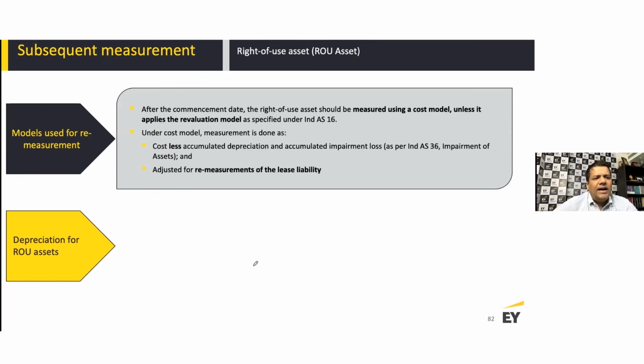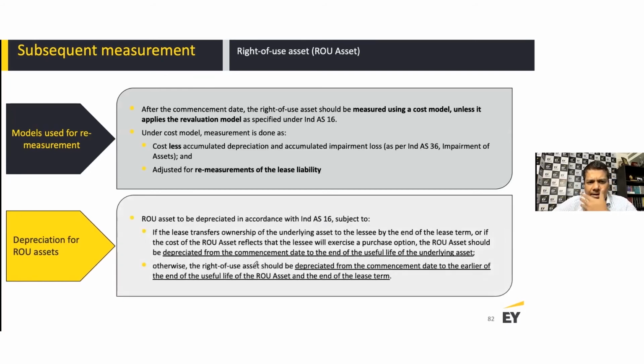The depreciation, I'm going to depreciate in accordance with Ind AS 16, subject to whether the lease transfers ownership of the underlying asset to the lessee by the end of the lease term, or if the cost of the ROU asset reflects that the lessee will exercise a purchase option. The ROU asset should then be depreciated from the commencement date to the end of the useful life. So in a way, if the lessee is going to be the eventual owner of the asset, which is the case of a finance lease, then you're going to depreciate it over its useful life the way you normally do for your owned asset, like under the Ind AS 16 model.